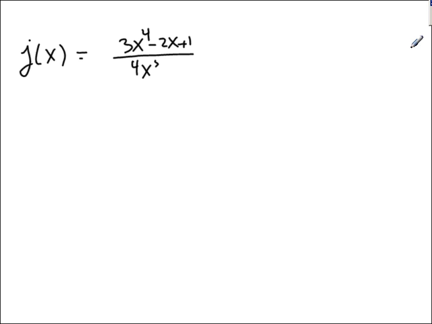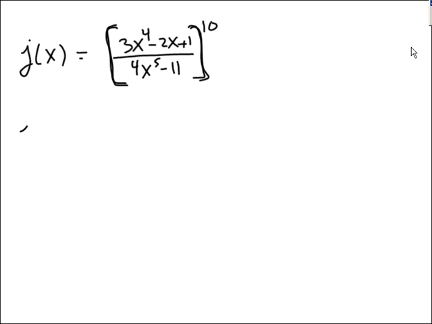Now sometimes when you have a power rule problem, believe it or not, you have to use the quotient rule. For example, if the function j of x happens to be a fraction, 3x to the 4th minus 2x plus 1 over 4x to the 5th minus 11, and this is all to the 10th power. That's the function to a power. What's in the bracket is a function, and it's raised to a power.